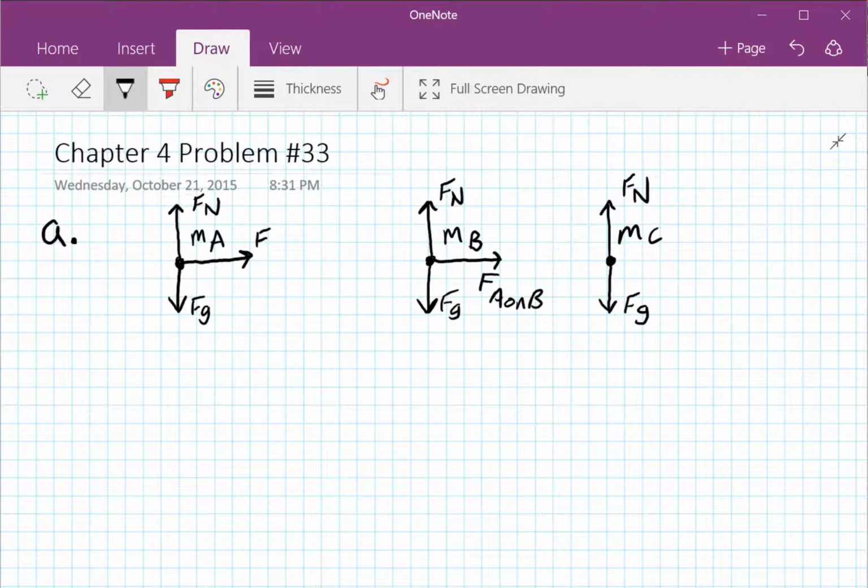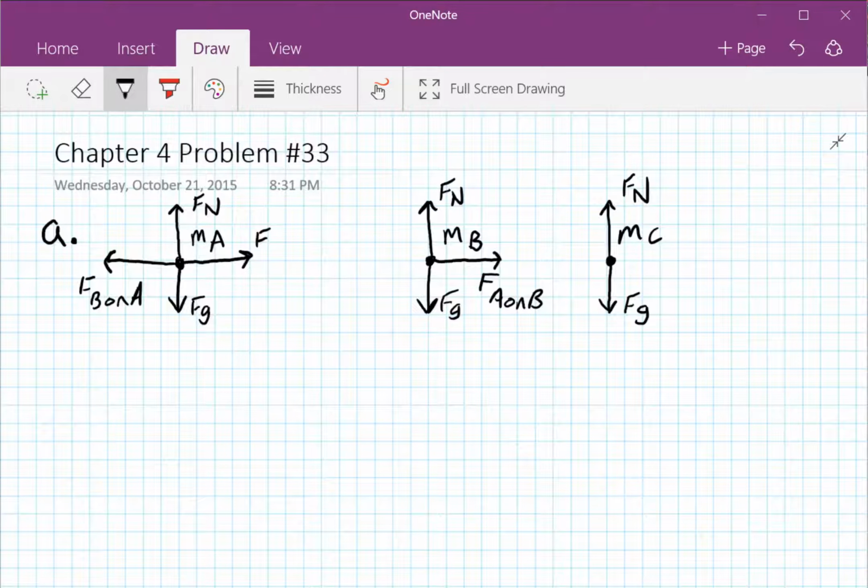So you write F A on B. Now from Newton's third law, we should know that if a force is acting on B from A, then there has to be an equal and opposite force. So I'm going to draw a force going to the left, and that is going to be F of B on A. So you can see the letters just switch positions and the direction of the arrow changes, but the magnitude of the arrow is the same. Now, the free body diagram for mass A is finished.